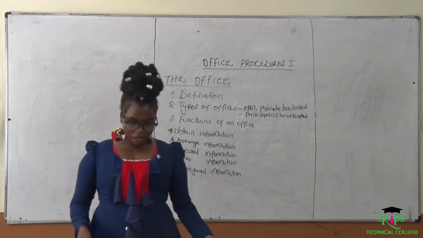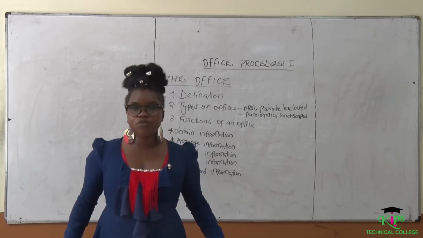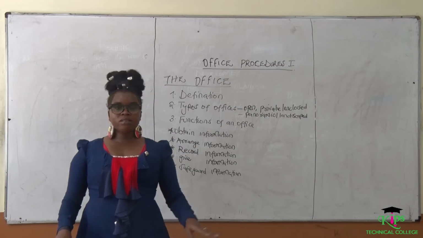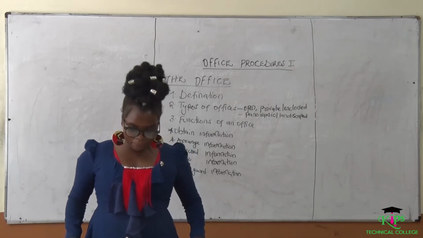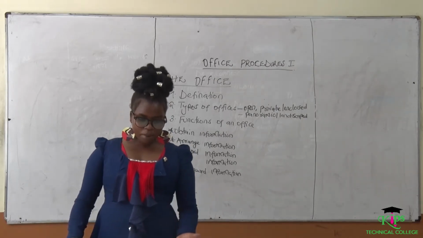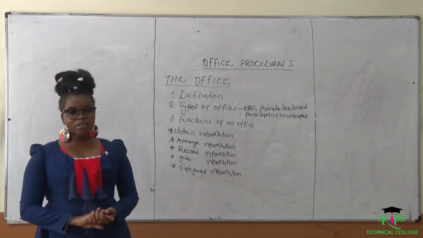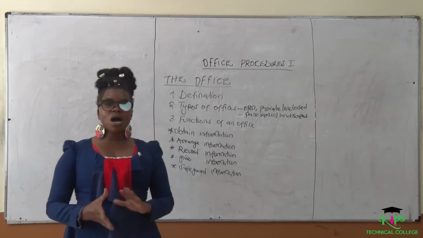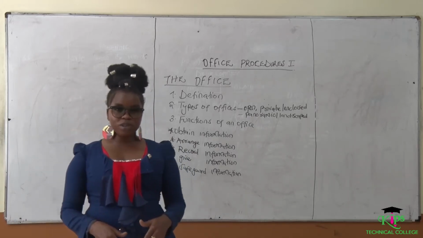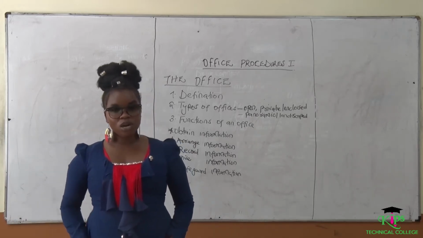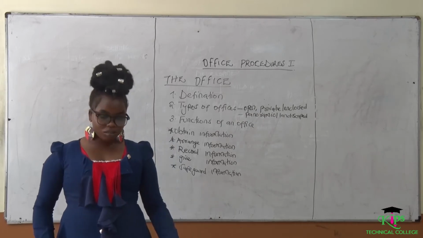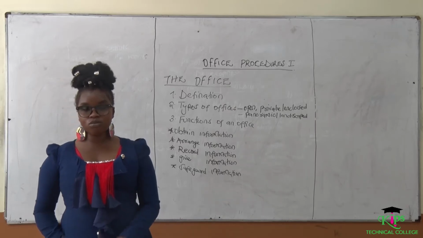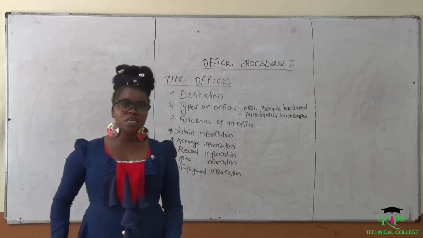And the other function is to record information. After the office has obtained the information, the second part is to record the same information. Remember, by the end of the day, this information will be required in future. So they need to have evidence of that particular information, whether it was received through word of mouth, through telephone, or through written form. They need to record that.